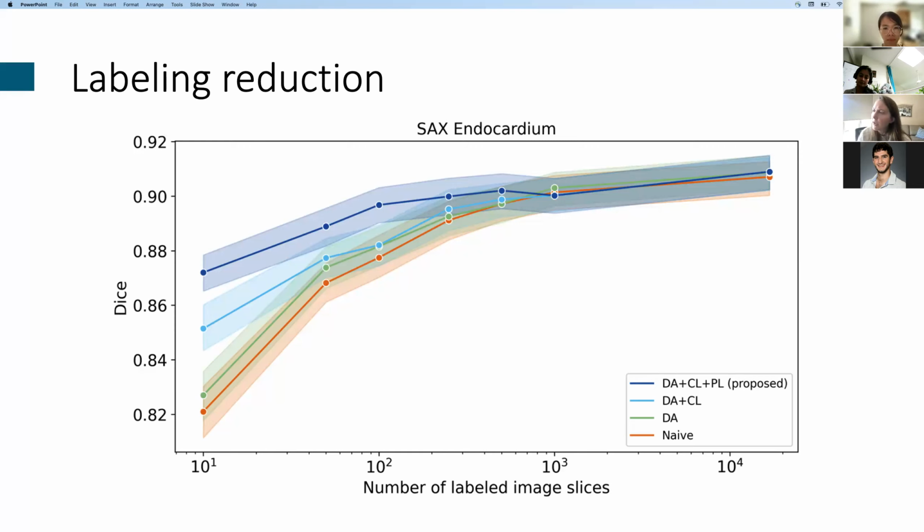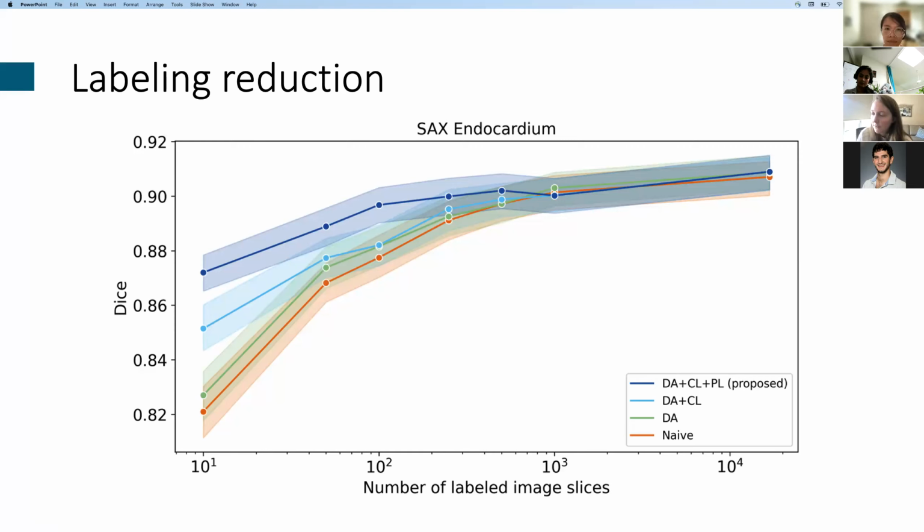And then the second takeaway point is just the labeling reduction with the full method, this dark blue line. So even with about 100 labeled image slices, we're not too far off of the 16,000 labeled image slices, which is a pretty significant reduction.